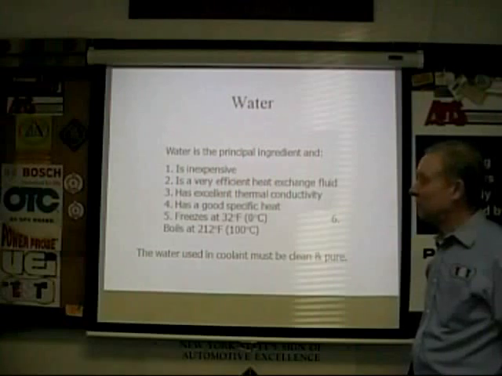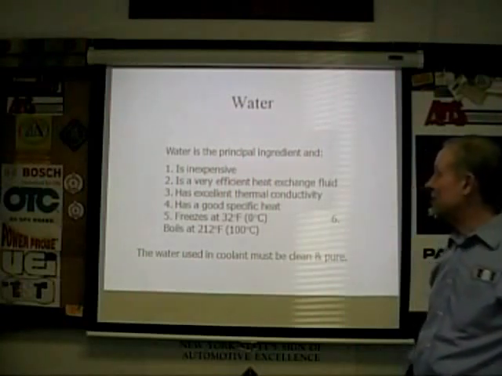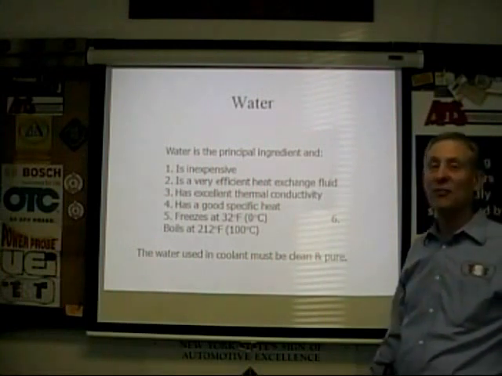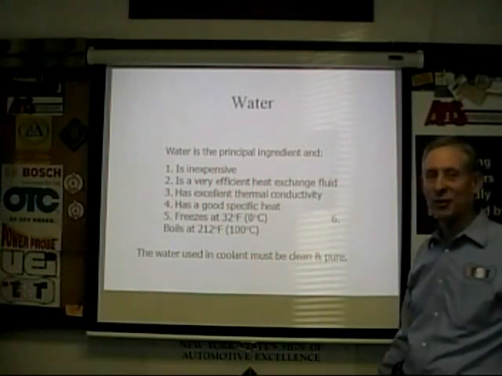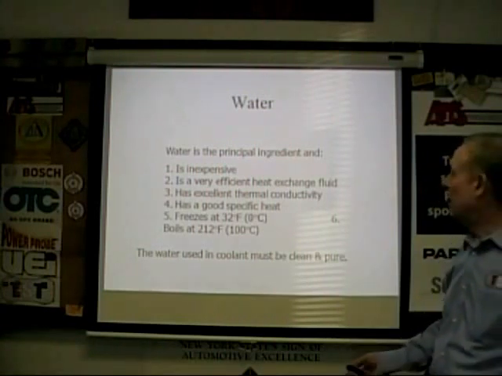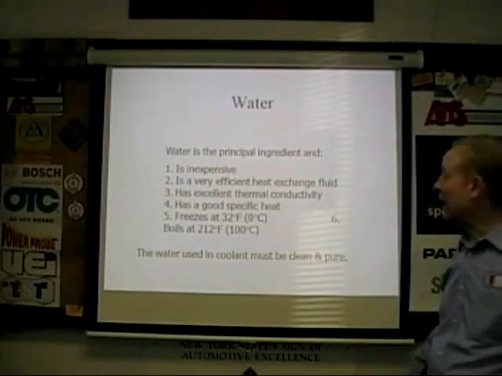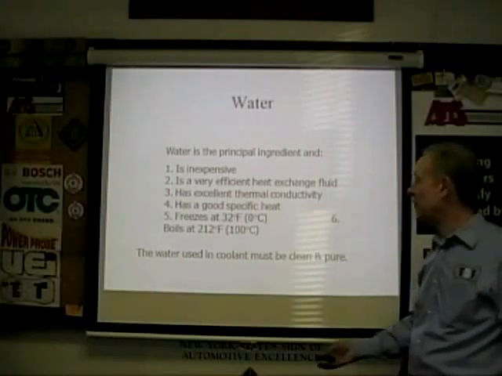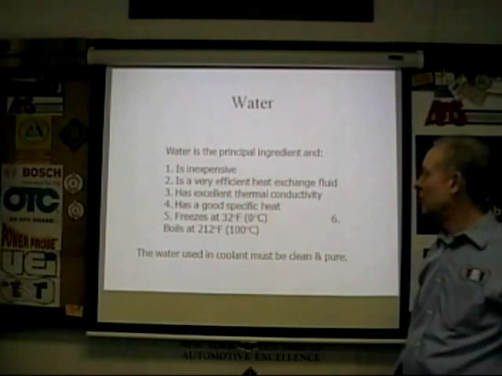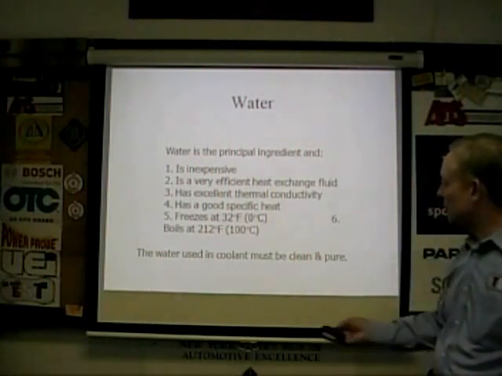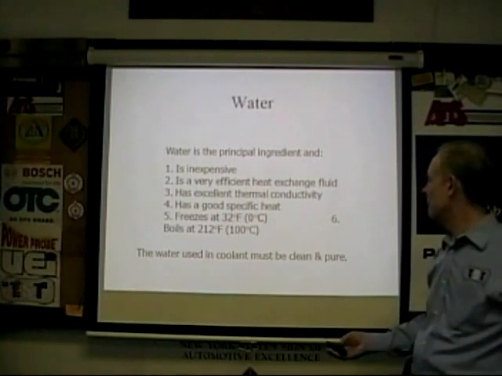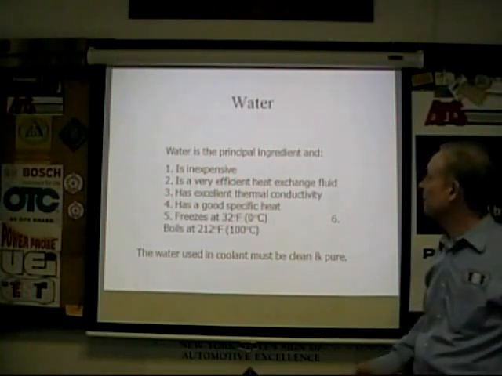All right, water. We all think we know about water, but here's the bottom line. It has stuff dissolved in it. Water is known as the universal solvent, if you remember your high school chemistry. Excellent thermal conductivity, good specific heat, holds a lot of heat in it per quart, gallon or whatever. But as I said before, here's the bad stuff. Freezes at 32, boils at 212, and it also has the problem of corrosion and not being a good water pump lubricant. All right, it has to be clean.